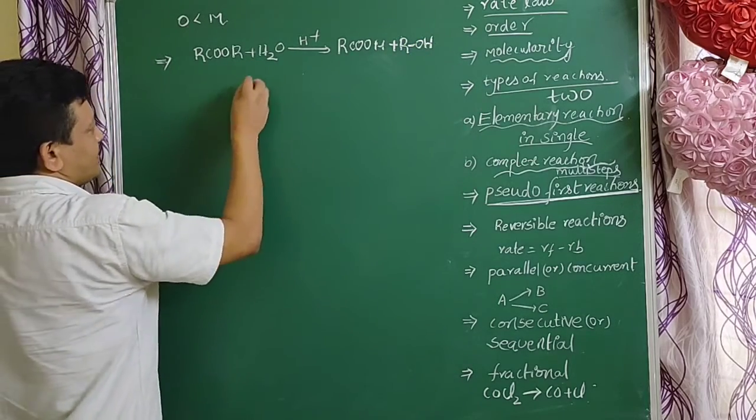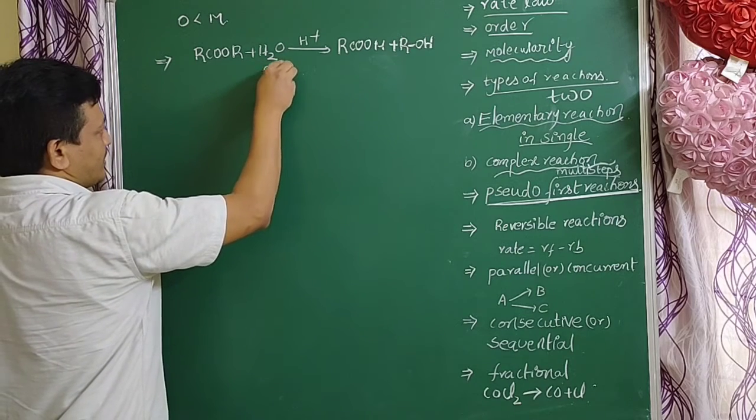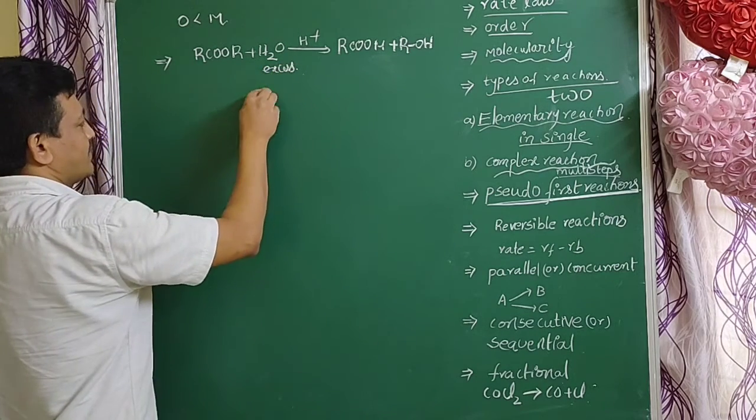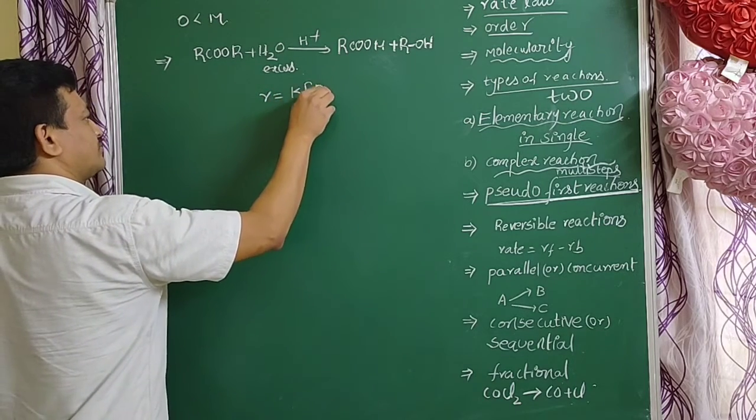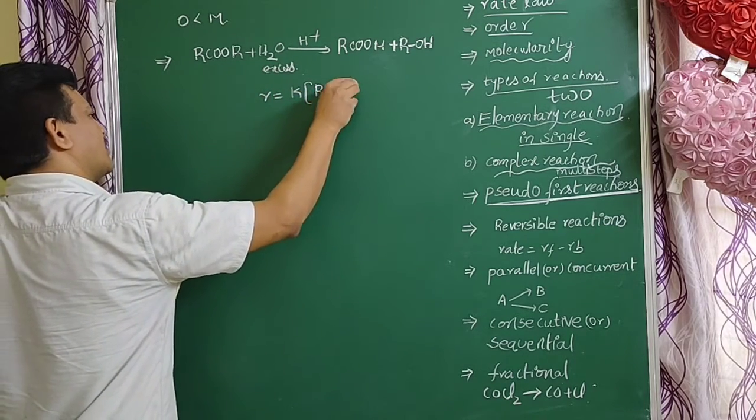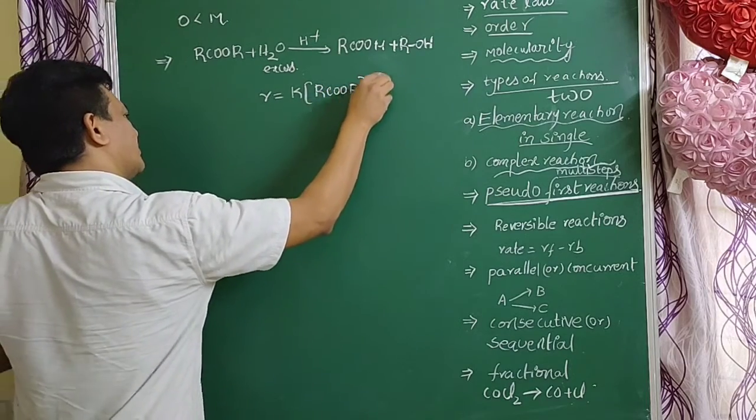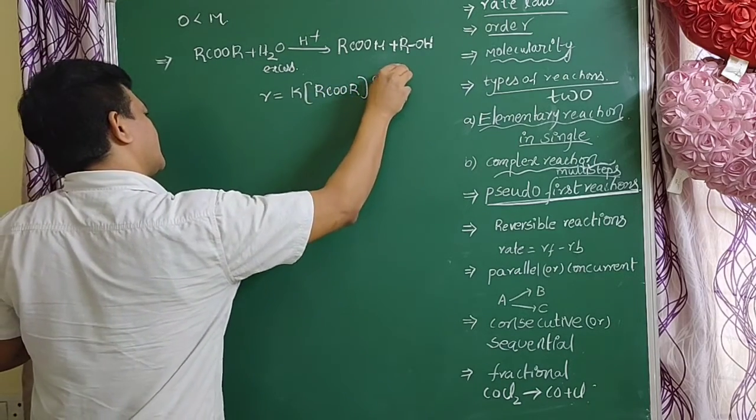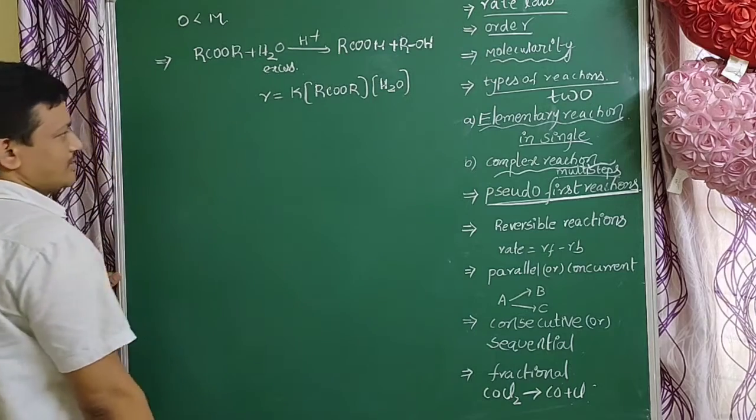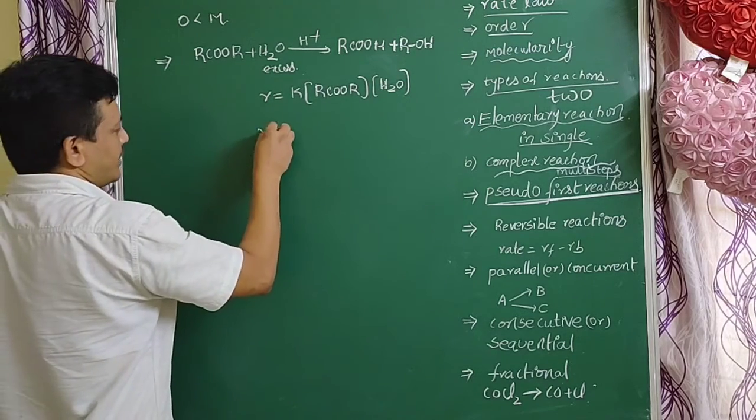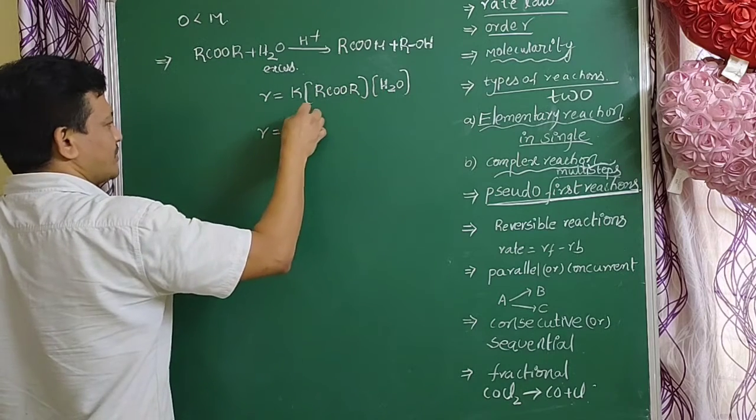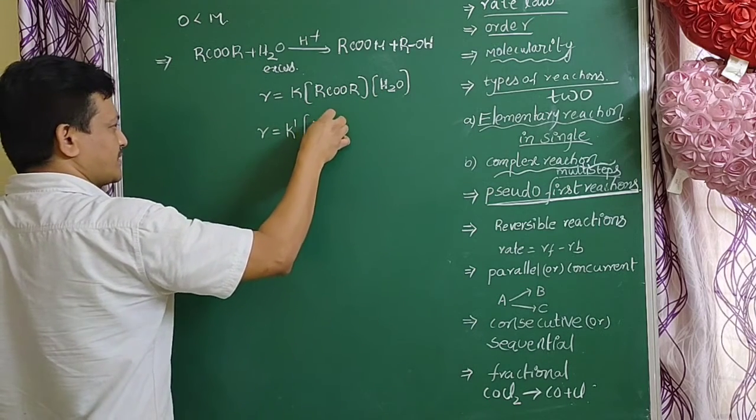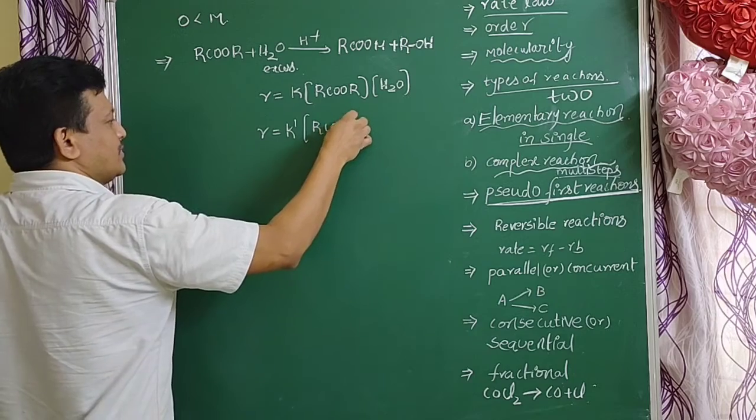So for this case, water is in excess quantity in the reaction. Rate depends only on the ester, RCOOR, not on water, since water is involved in excess quantity. So rate equals K[water] into K, that is the new constant. Concentration of water is constant in this reaction.